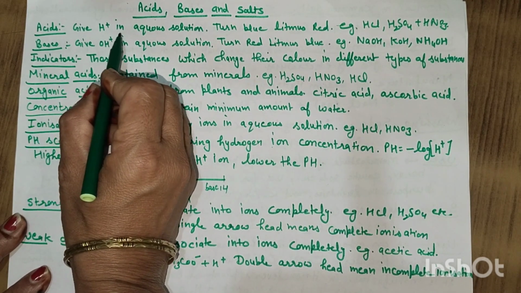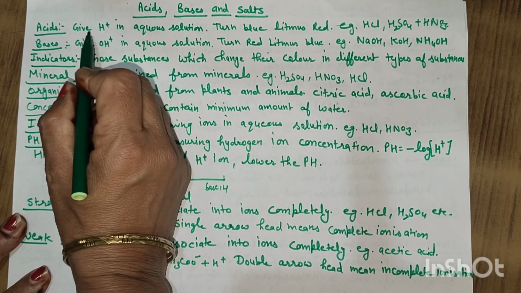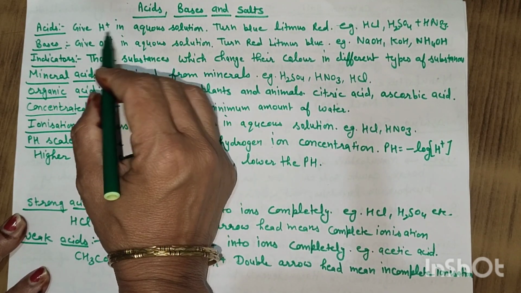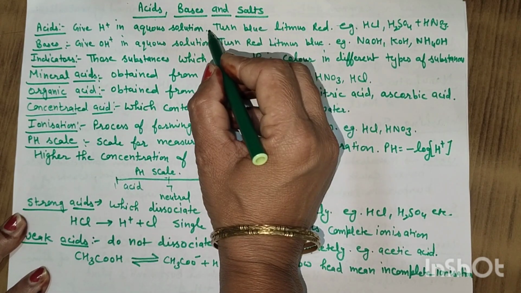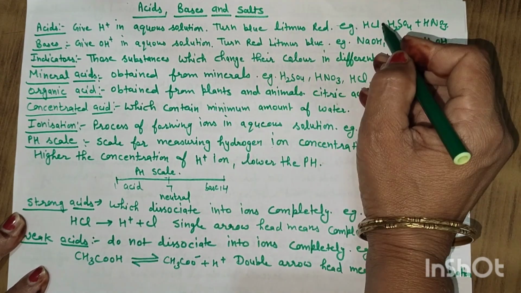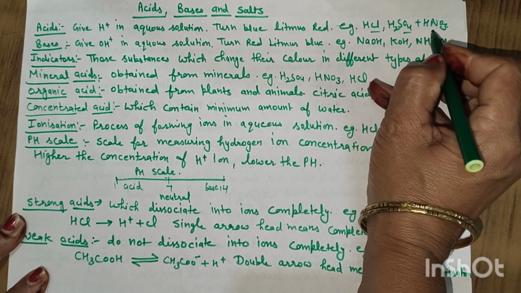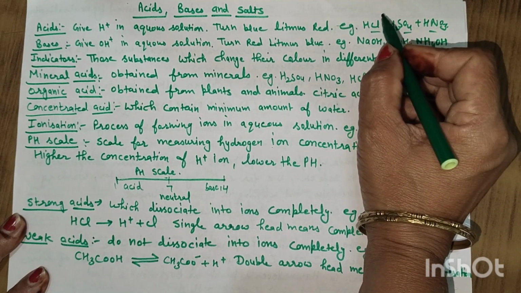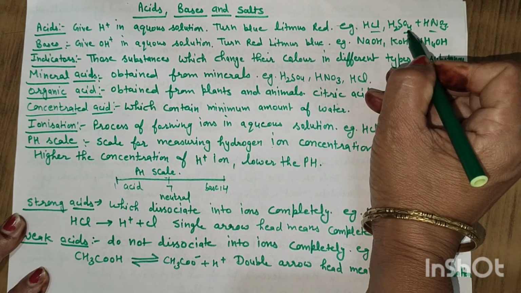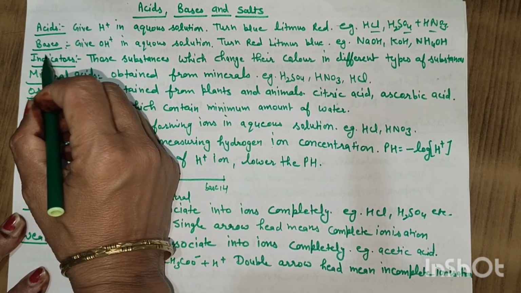Acids are substances which release hydrogen ions in the aqueous solution. They are sour in taste and turn blue litmus red. Examples are HCl, H2SO4, HNO3. They release hydrogen ions in the solution. That's why they are acids.